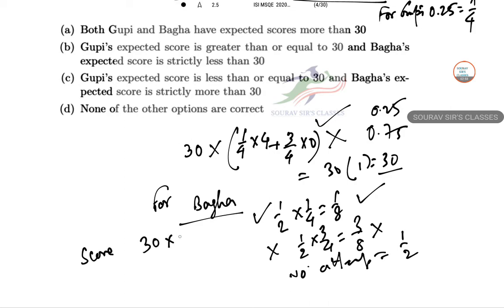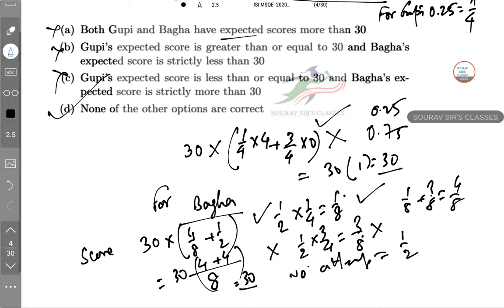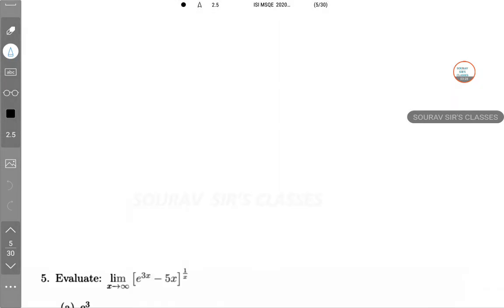So the score is 30 into 4 by 8, that is 1 by 8 plus 3 by 8, 4 by 8, plus half, 30 into 1. So both of them will get the same mark. So the options: greater, less, wrong. Only D is correct, as both of them are getting the same marks.